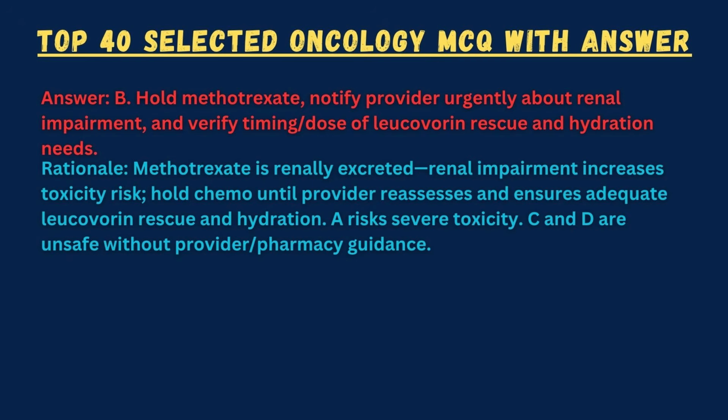Answer. B. Hold methotrexate, notify provider urgently about renal impairment, and verify timing or dose of leucovorin rescue and hydration needs. Rationale. Methotrexate is renally excreted. Renal impairment increases toxicity risk. Hold chemo until provider reassesses and ensures adequate leucovorin rescue and hydration. A risks severe toxicity. C and D are unsafe without provider or pharmacy guidance.